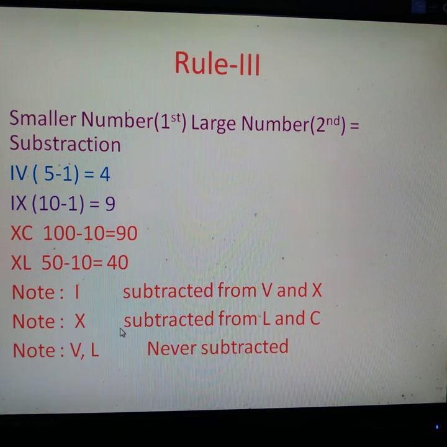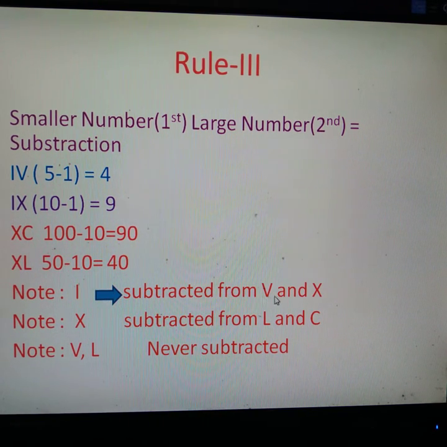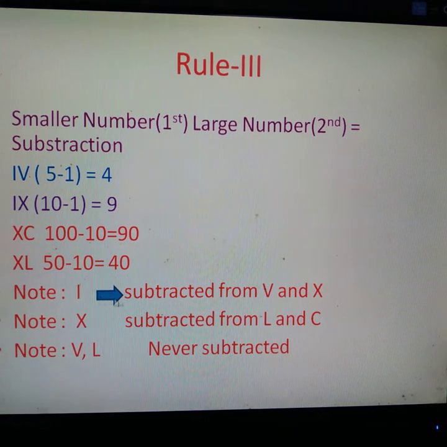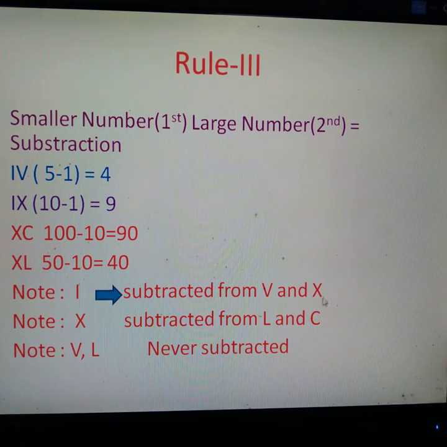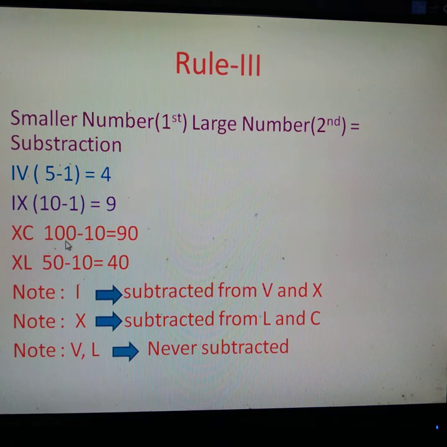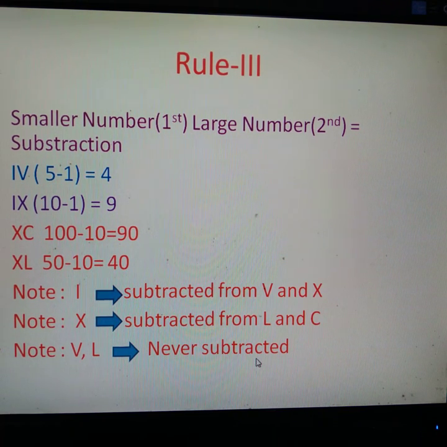Here we have to note that I can be subtracted from V and X, as we saw in the above two examples. X can be subtracted from L and C. In the next two examples, we see that X can be subtracted from L and C, and V and L are never subtracted. They come only once in a number.